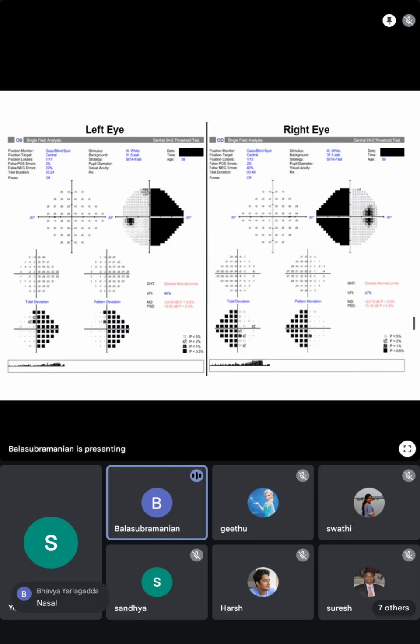Here, actually, the nasal field of the right eye and the nasal field of the left eye is affected. This is a binasal hemianopia. Okay. Is it homonymous?